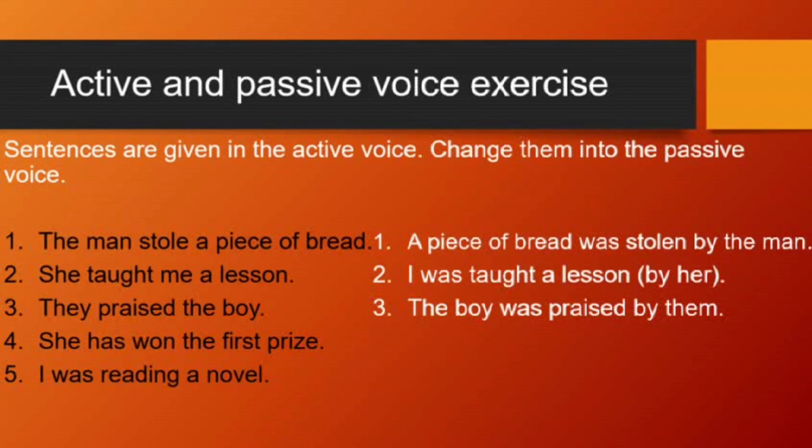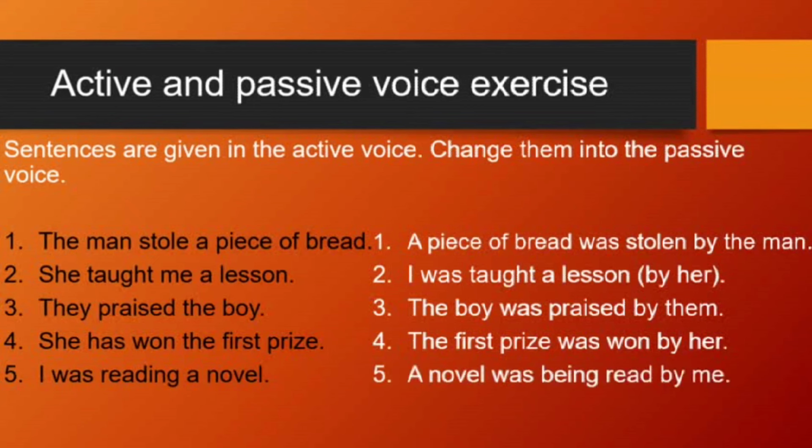Number 4, she has won the first prize. Answer, the first prize was won by her. And number 5, I was reading a novel. Answer, a novel was being read by me.